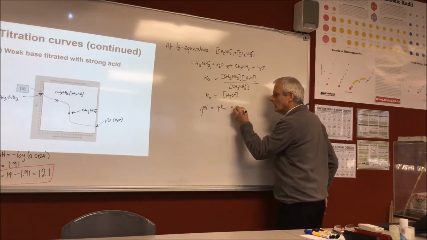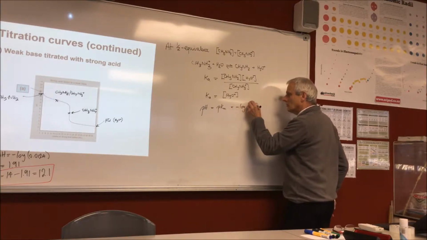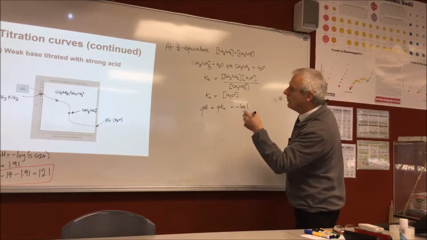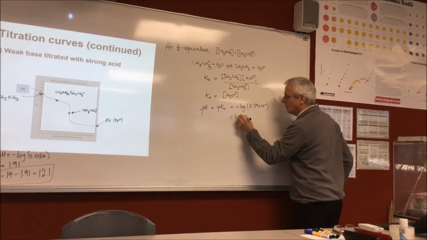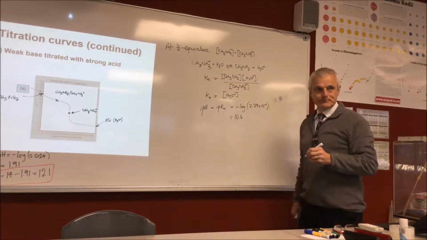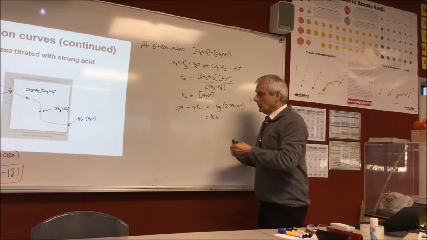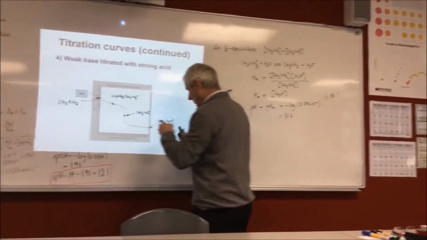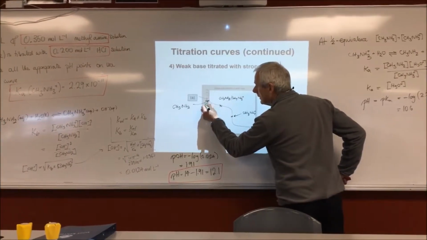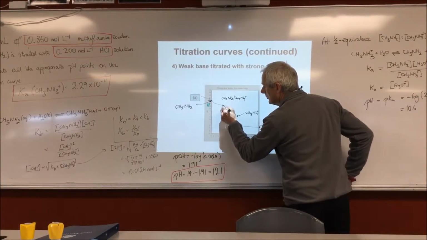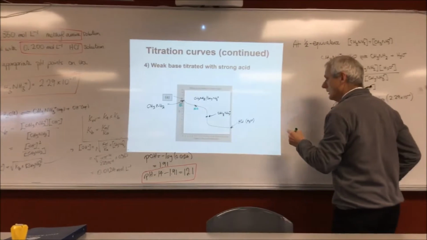If somebody would tell me what minus the log of 2.29 times 10 to the minus 11 is? 10.6. So that's our second point. So we have 12.1 here, 10.6 there.